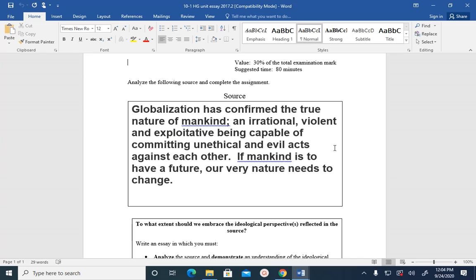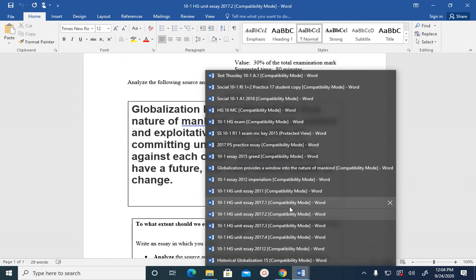Globalization has confirmed the true nature of mankind, an irrational, violent, and exploitive being capable of committing unethical and evil acts against each other. If mankind is to have a future, our very nature needs to change. What's different about this thesis? It future casts in that final sentence. Not only does it look backwards, it's trying to look forward and saying, oh, wait a minute, if we don't change, we won't likely be around for long. We need to stop being exploitive, violent, irrational.